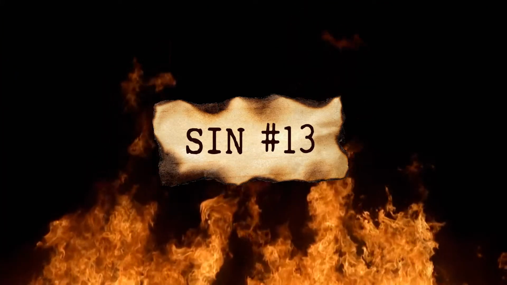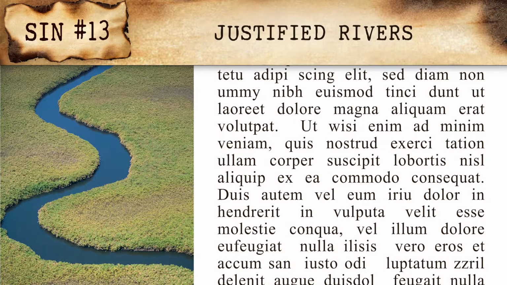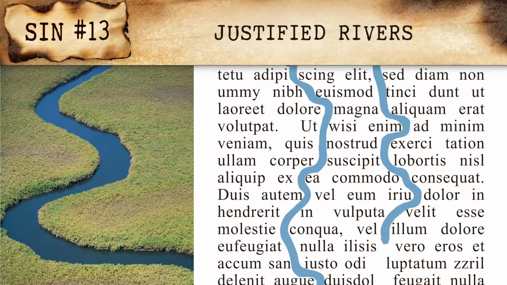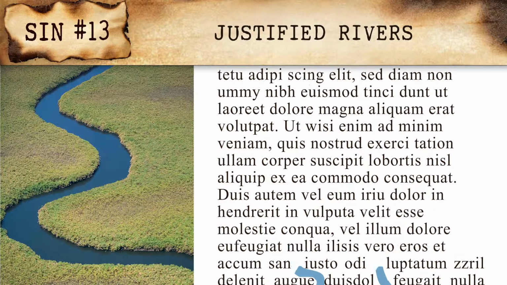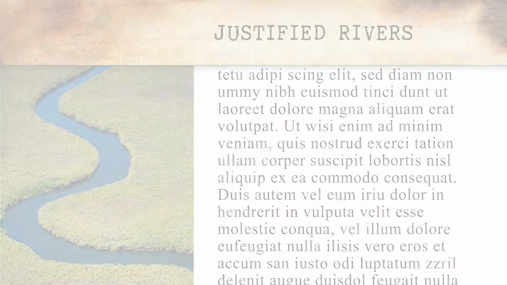Sin number 13. Justified rivers. Fully justified blocks of type can result in wide gaps between words. This cuts down on readability by producing visually distracting rivers of white space flowing through your text. You can drain rivers of negative space by increasing the width of the column or reducing the font size. The author's recommendation on fully justified text is don't do it. Align your text left or right instead. Problem solved.